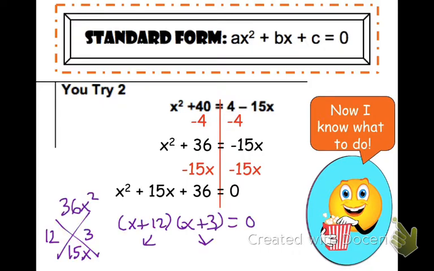And then you wrap it up after getting your x plus 12 and x plus 3 to get -12 as one solution and -3 as your second solution. And that's pretty much it.